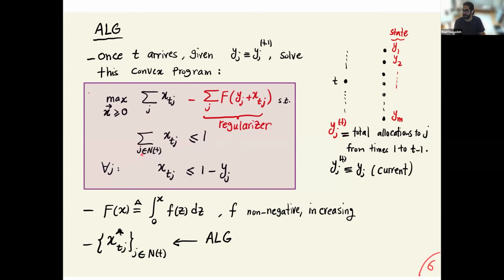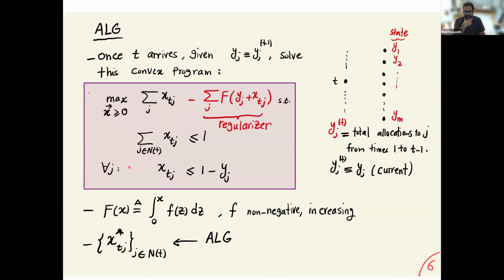The total allocation you can make is at most 1, because 1 unit of demand is arriving. And for each offline node, you should not exceed the capacity. So the amount of allocation you're making should be less than or equal to the available capacity, 1 minus y_j. It's a very simple linear program, and in fact, this is what I call the greedy algorithm. If you solve this linear program every time an online node t arrives, you essentially have the greedy algorithm.